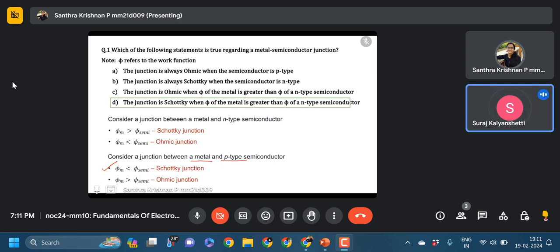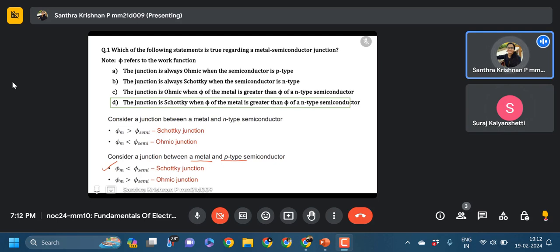Sorry. I am doing metal and P-type. Metal and metal is always metal, right? It cannot be P. No, I meant metal and p-type semiconductor. Okay, metal and a P type semiconductor. And phi m is less than the Fermi level phi semi. So phi m is less than phi semi, which means the work function of the metal is less.